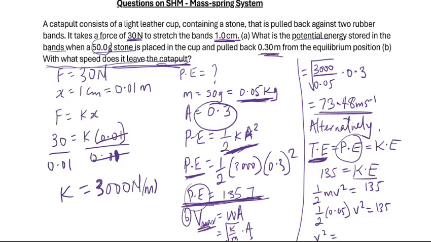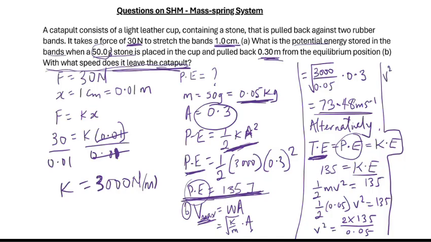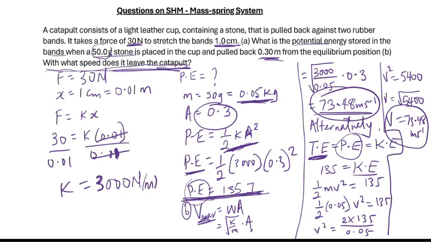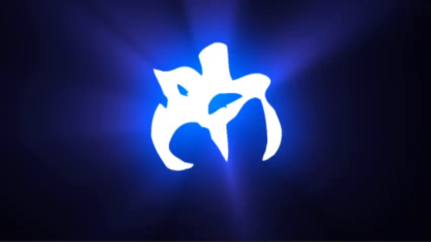v squared will be equal to 2 times 135, because we cross multiply, and we divide by 0.05. Then what will be our answer now? So our v squared will be equal to 5400. By the time you take the square root of both sides, the square root of 5400, our v will be 73.48 meters per second. And we can see that it is the same thing as this one. So any way you want to use to solve it, just know the logic behind it. This is the last question.